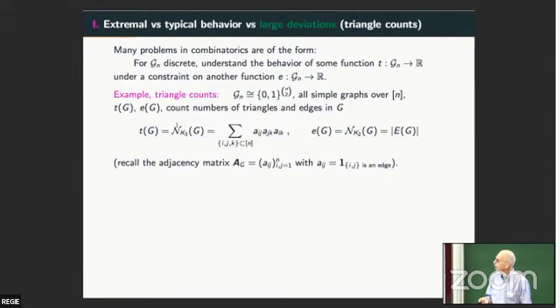The number of triangles and also the number of edges are a special case of what is called subgraph count. You fix a particular pattern. In this case, the patterns that I was fixing are the complete graph on 3 vertices, K3, and the complete graph on 2 vertices. The complete graph on 2 vertices is just one edge. The complete graph on 3 vertices is a triangle. And I count the number of those and the number of those.